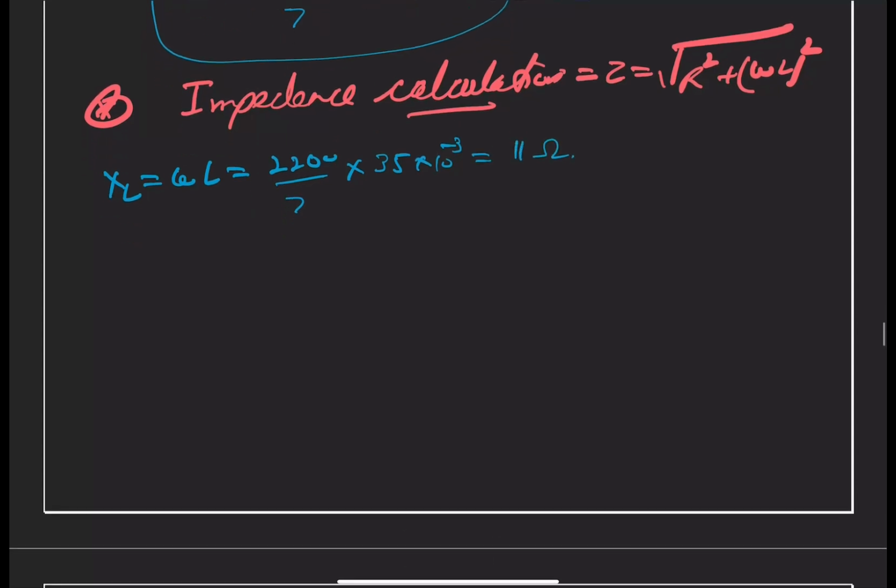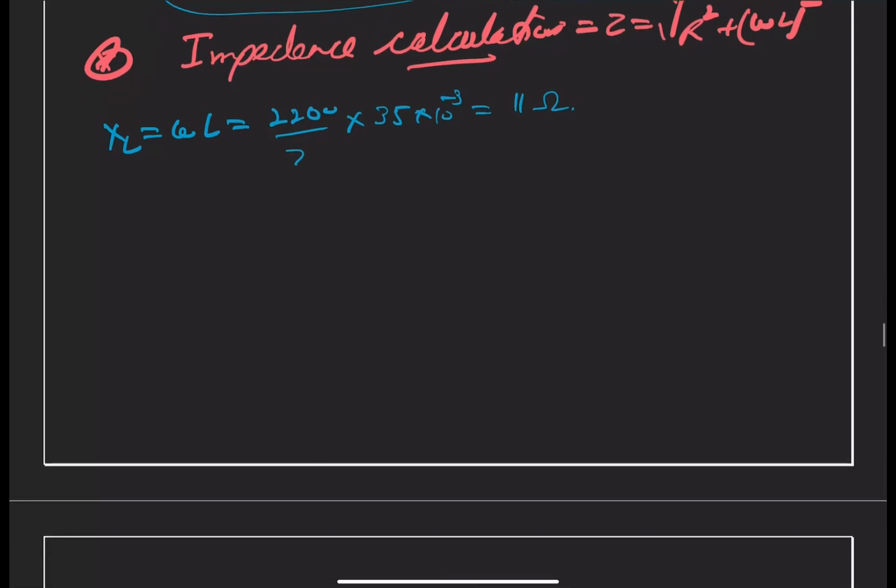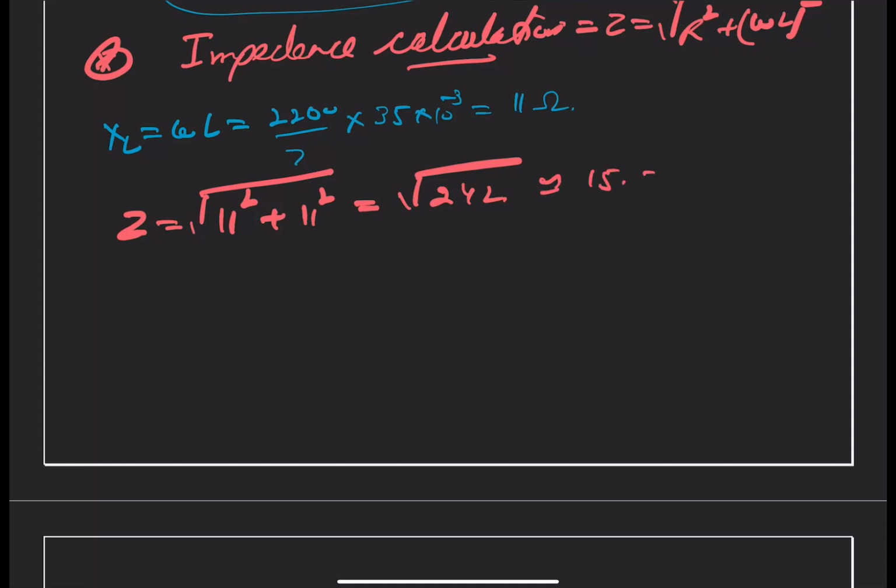We already know the value of resistance, so our Z will be equal to the square root of 11 square plus 11 square, which comes as the square root of 242. And this Z approximately will be equal to 15.56 ohms.